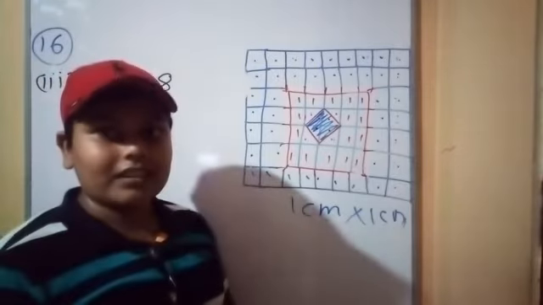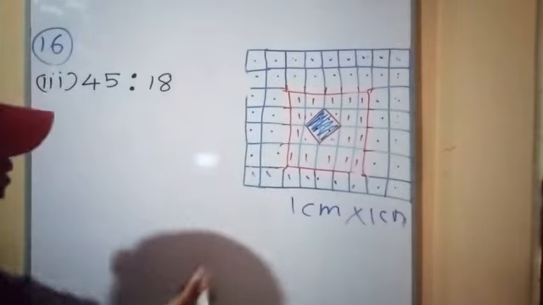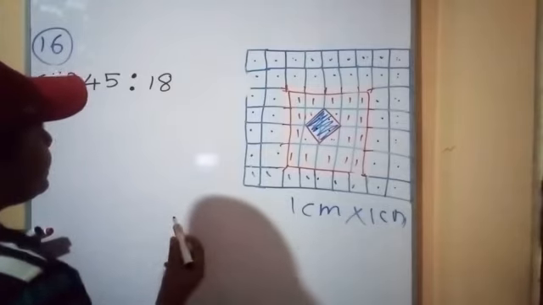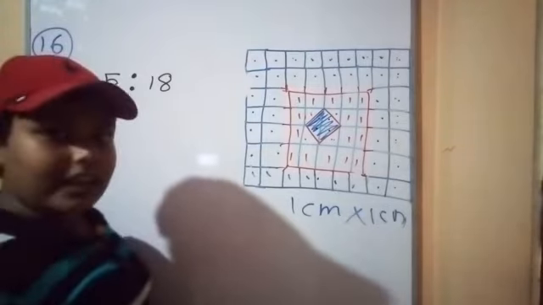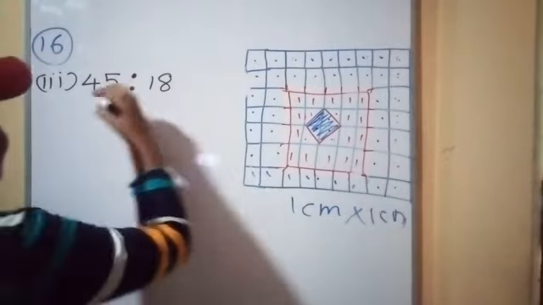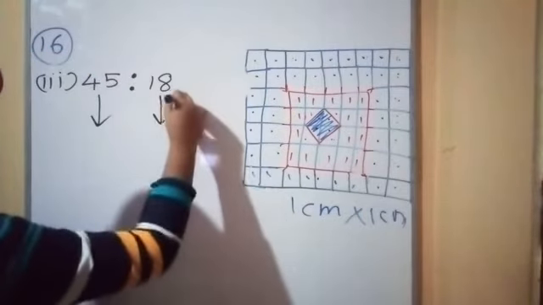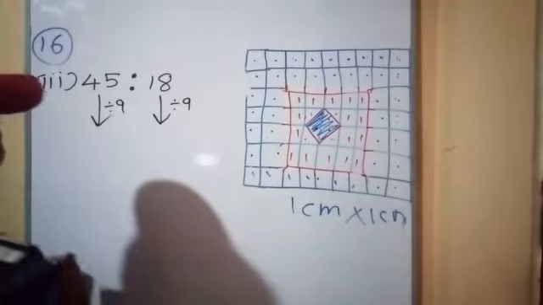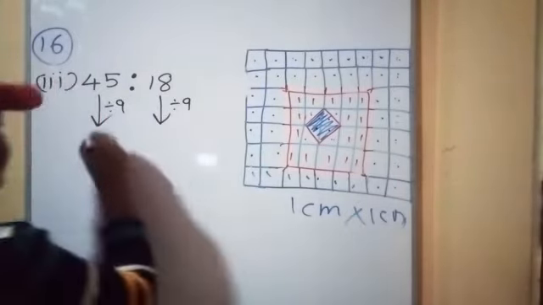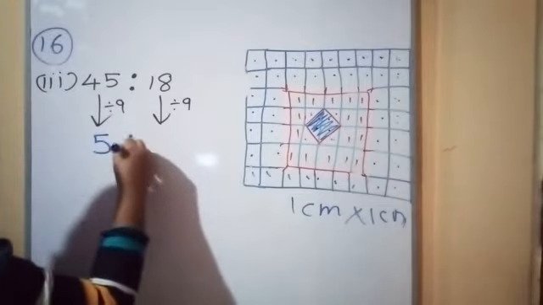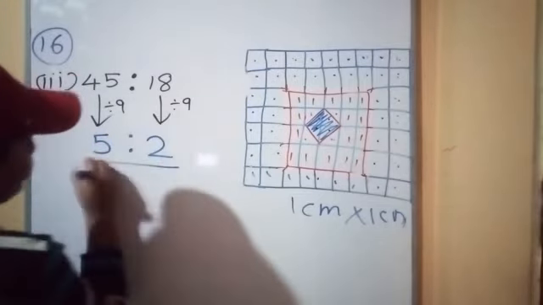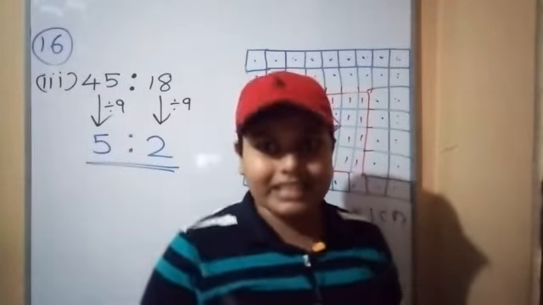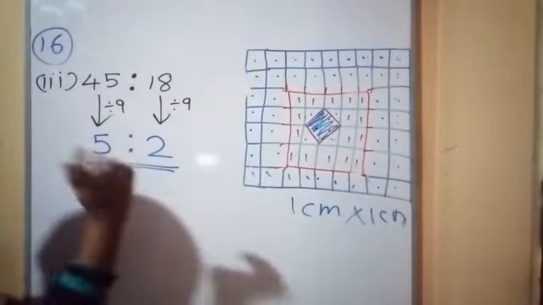How to find it? You want to find something that both numbers can be divided by. The 18 and the 45 can be divided by 9. Divide both by 9. 45 divided by 9 is 5, and 18 divided by 9 is 2. This is the simplest form; we can't simplify further. So the ratio is 5 to 2.